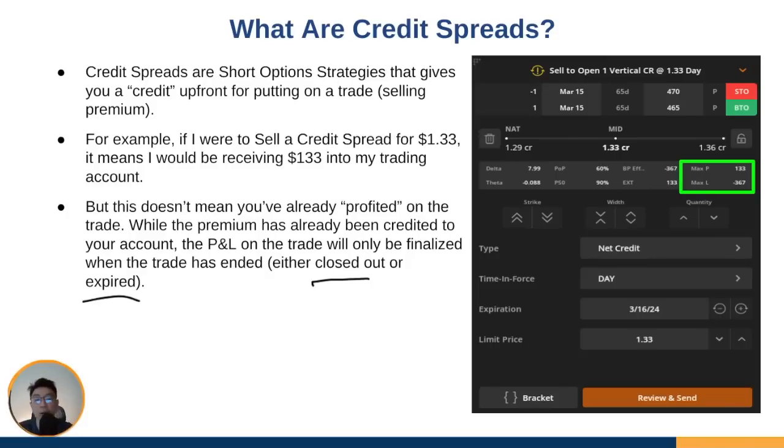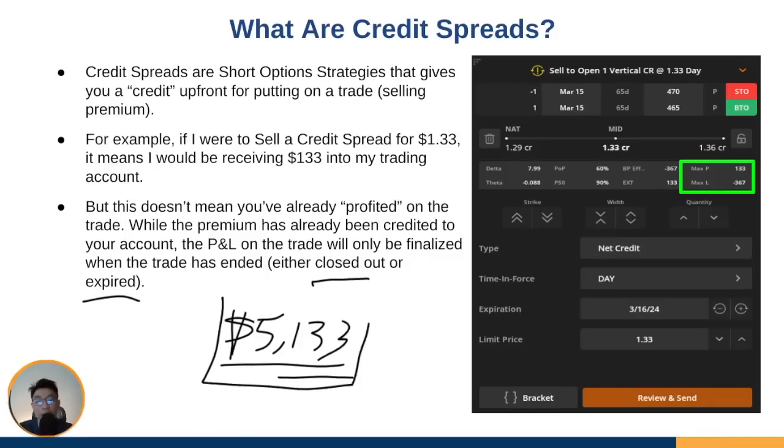So your final amount may not necessarily be this $5,133 that you receive upfront, right? This is the balance which you have once you put on the trade. Once the trade closes, it really depends on whether you have made or lost, right? If, for example, you made the full profit on a trade, the trade may expire out of the money, then this will be your finalized amount. But let's say you received $133, but based on the trade, when you closed it out, you only made $33. What it means is that your account now will only show $5,033.